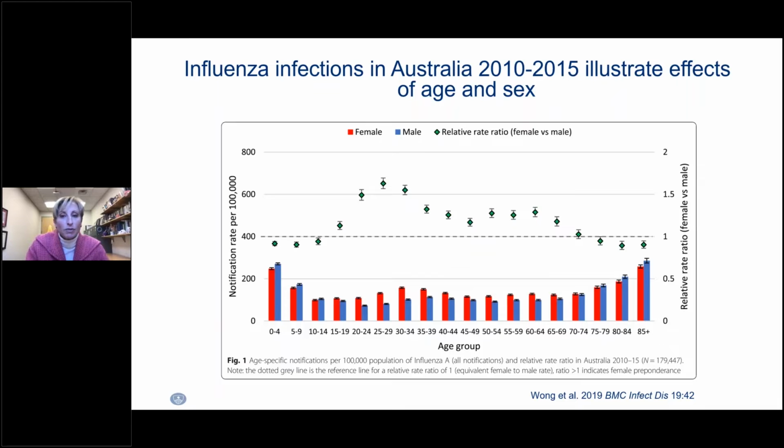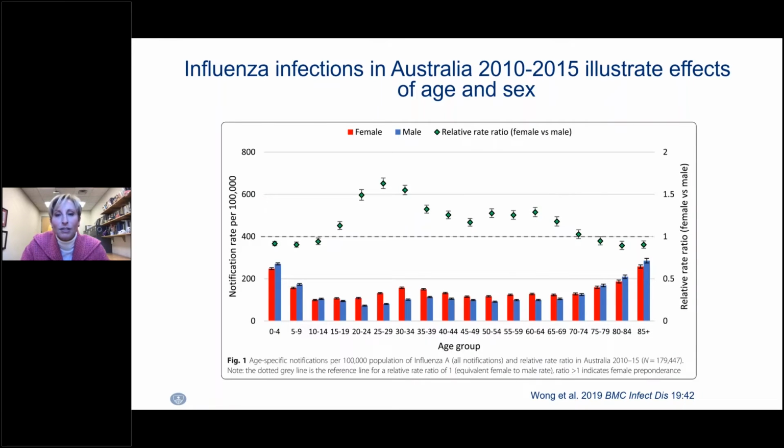So for simplicity, if we use this, and these are these green symbols, we find that there are fewer females, in other words, more males being hospitalized with flu at very young ages, as well as very old ages. And in the middle is where we see more females being hospitalized relative to males.